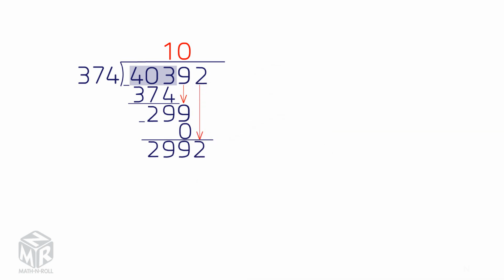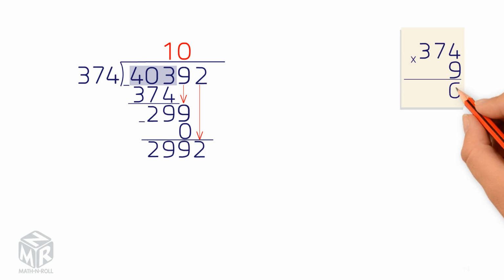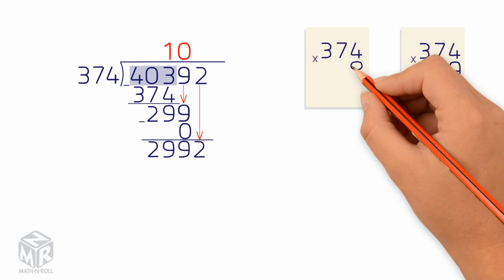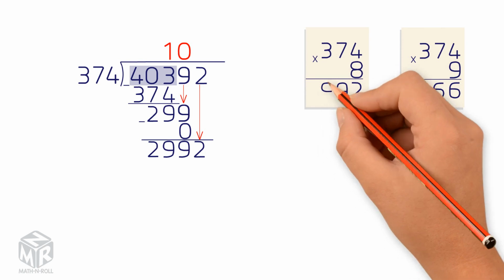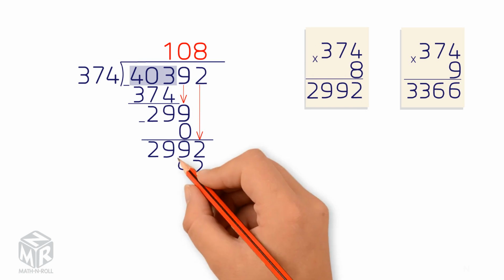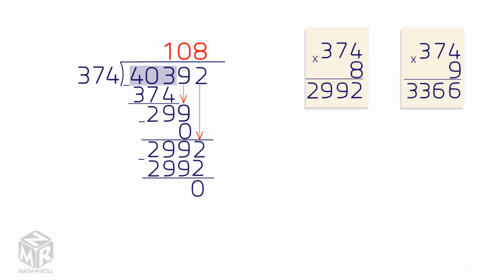So we have 2,992. Now we estimate. 374 times 9. We get 3,366. That's too big, so we have to go smaller. Let's try 8. 374 times 8. We get 2,992. The 8 works, so we write it directly above the 2. We multiply 374 by 8. We write the product directly underneath 2,992. Now we subtract. We get 0. So our answer is 108.